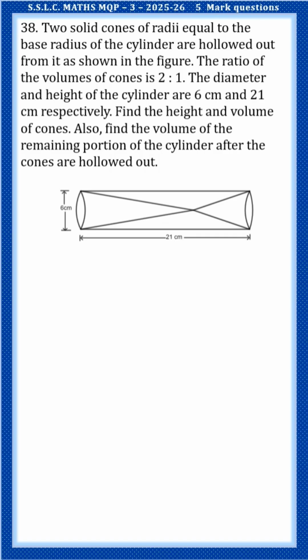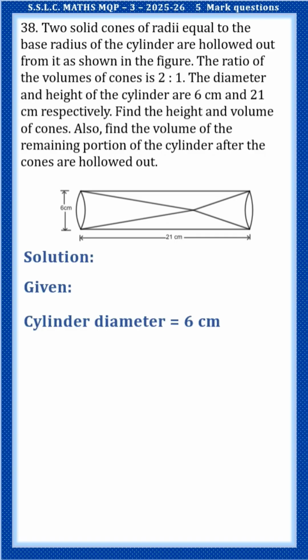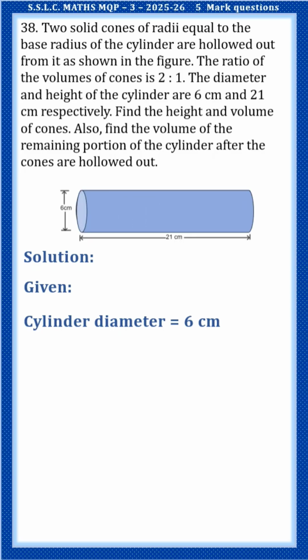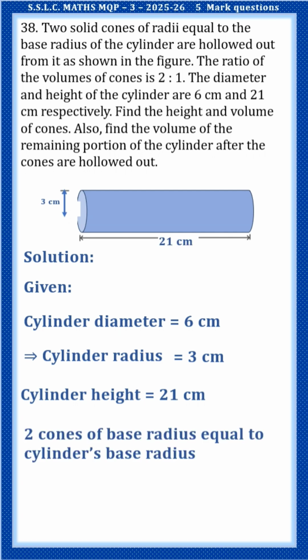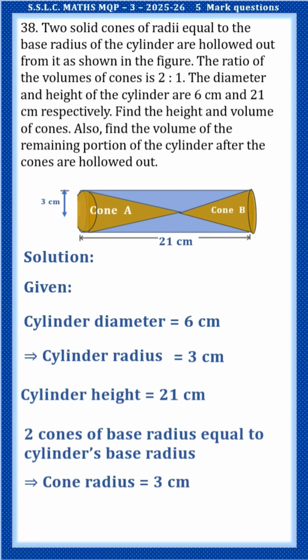Now let us solve it step by step. Let us dive in it. What has been given here? A cylinder. Look at the figure, of diameter 6 cm. So radius of the cylinder is 3 cm. Cylinder's height is 21 centimeter. Look at the figure. Two cones. These are the two cones, cone A and cone B, of base radius equal to cylinder's base radius, means 3 centimeter.